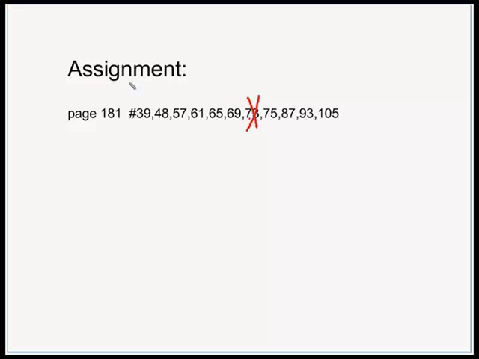Homework for this section, page 181. If it's not already crossed out, or if it's not removed from your assignment sheet, make sure problem 73 is not on there. Again, make sure 73 is removed.